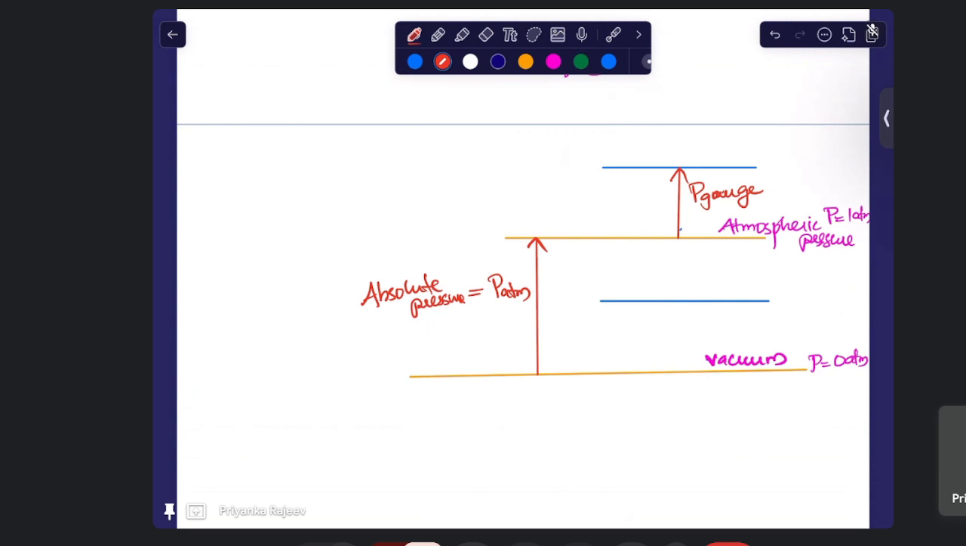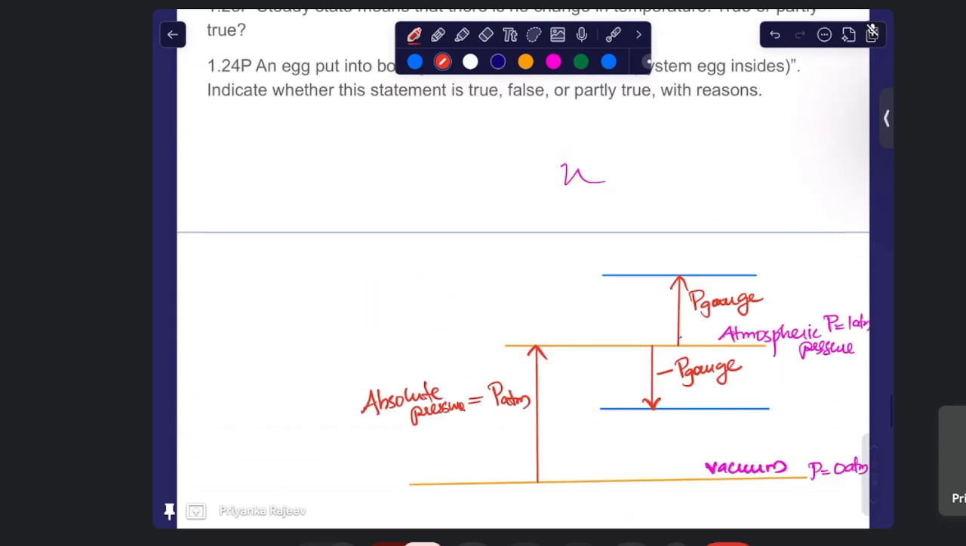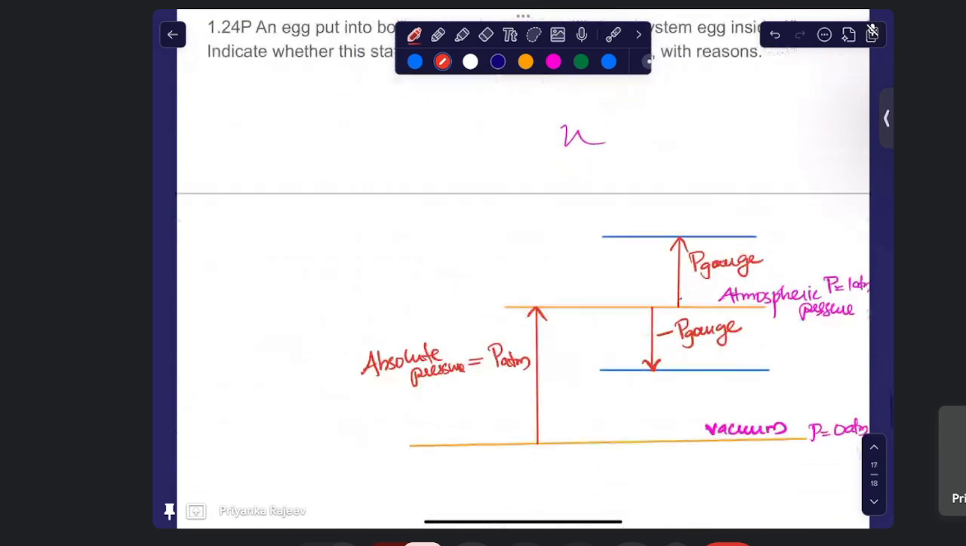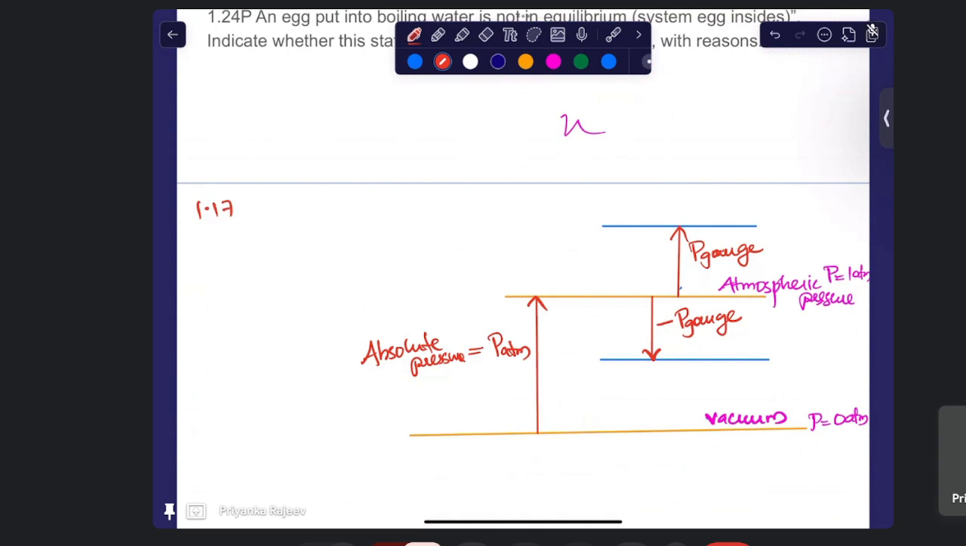So either you can measure from here to there or from atmospheric pressure to any pressure between vacuum pressure and atmospheric pressure. Okay, so what is the difference between these two gauge pressures? This is negative gauge pressure. One is positive, one is negative. And you have got absolute pressure, then vacuum, and then atmospheric pressure and gauge pressure. Now the question was what? What was the number? 1.17. Okay. So what was the question?